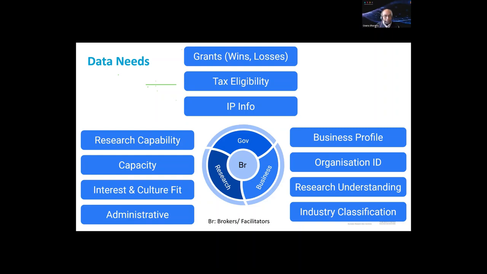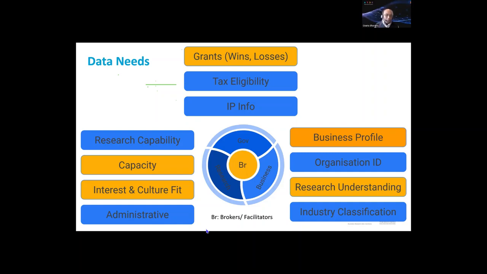And from government, the grants that government as well as the funder sector, the grant information, and both wins and losses, the tax eligibility, IP information, etc., might actually come into play. But if you could move to the next one, Ming.